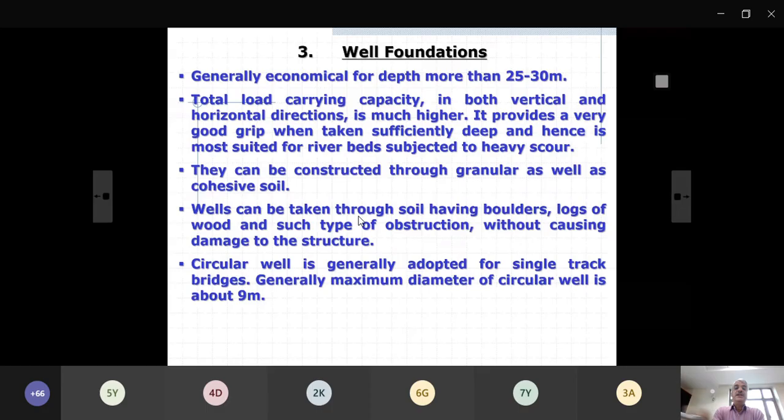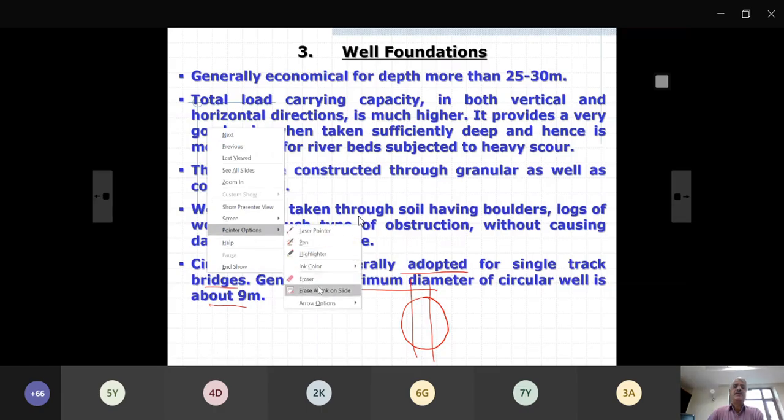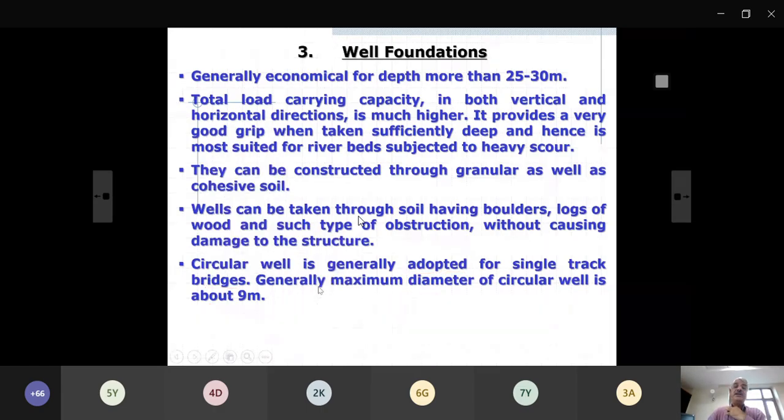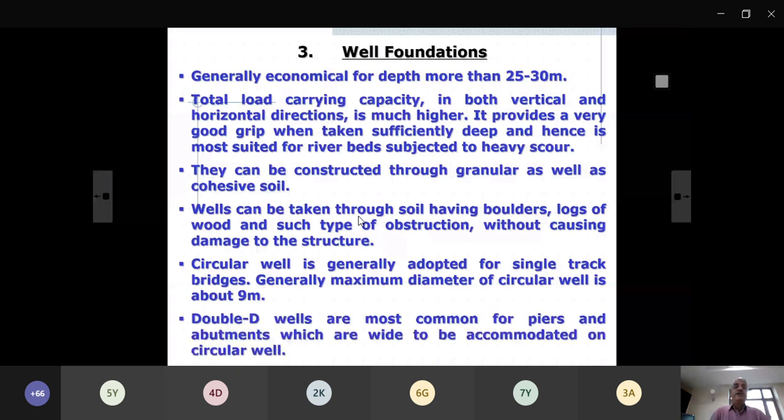And you generally adopt circular well for single track bridge. If you adopt circular well, normally for a single line, generally circular well is constructed for a diameter up to 9 meter. More than 9 meter, you don't construct in railway. I'm telling circular well, where you need more width.